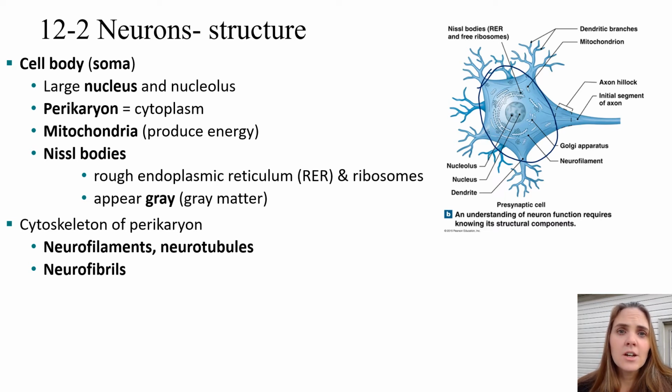The perikaryon also has a cytoskeleton, which is made up of neurofilaments and neurotubules, similar to tubules within the other cells that we talked about, and neurofibrils, which are bundles of neurofilaments that support those dendrites and support the axon. So we do have some supportive structures within these cells to help maintain their structure.